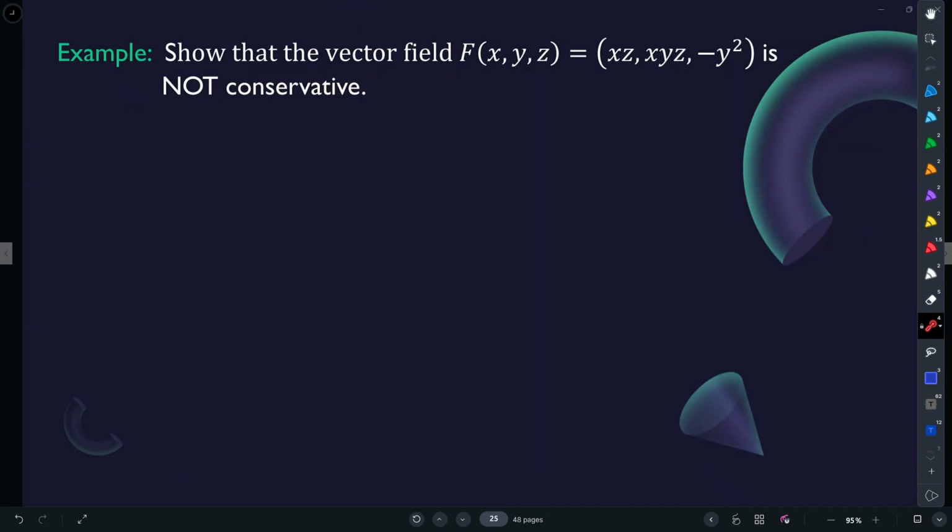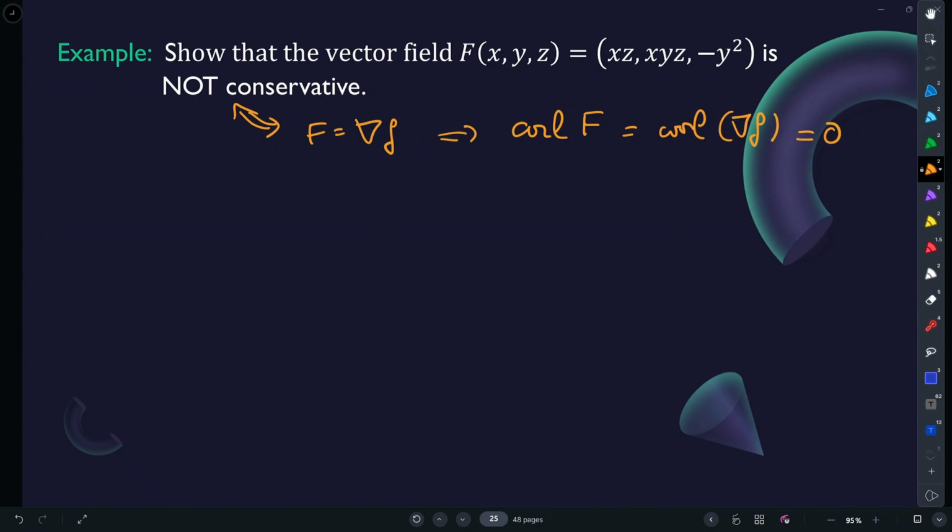And I can use that to show that some vector fields are not conservative. This would be conservative if f was the gradient of a function, but that would say that the curl of f, which is the curl of a would-be gradient, would be 0 because of what I just said. So if I compute a curl and I get something that is not the 0 vector, that vector field could not possibly be conservative.